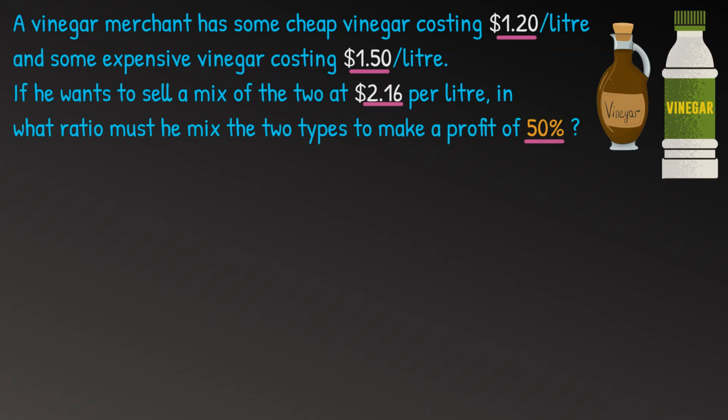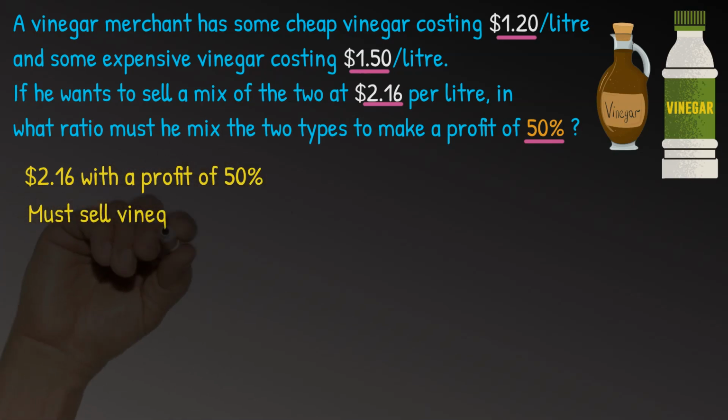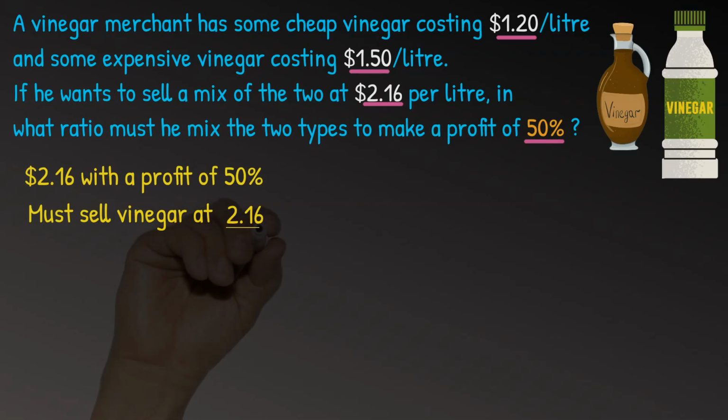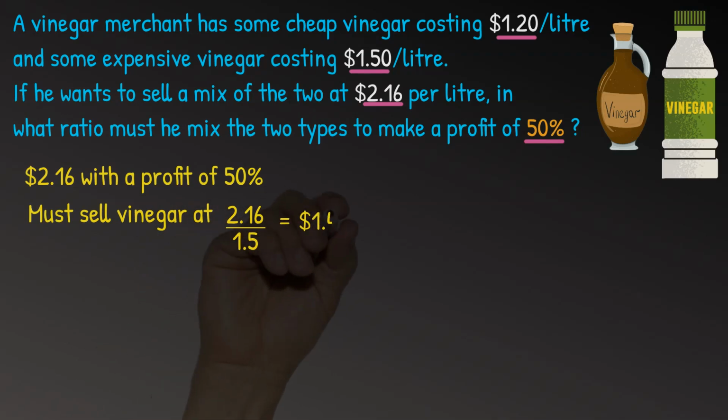Well, if he wants to sell the vinegar mixture at $2.16 and make a profit of 50%, he has to sell the vinegar at $2.16 divided by 1.5, and that's equal to $1.44. And it's always good to do little checks along the way. So if you wanted to check you have the right answer so far, you take half of 1.44, which is 0.72, and add it to 1.44, and you do indeed get 2.16.